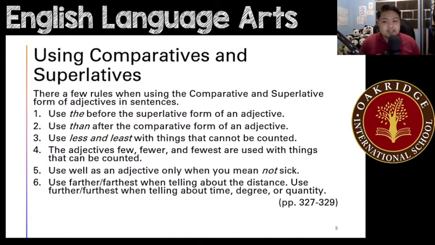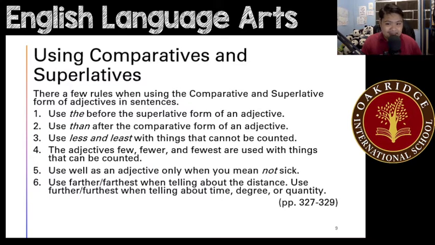Alright? Next, you use well as an adjective only when you mean not sick. So, for example, you're trying to compare someone or something with another, and you are trying to say that he or she is not sick. Then you use the adjective well.